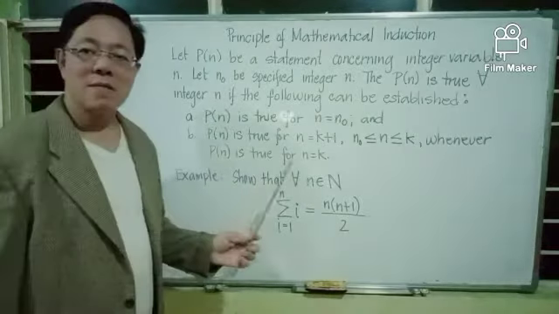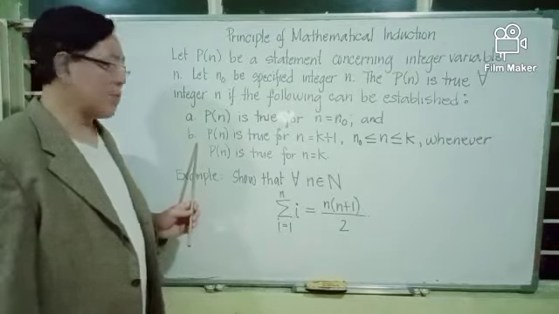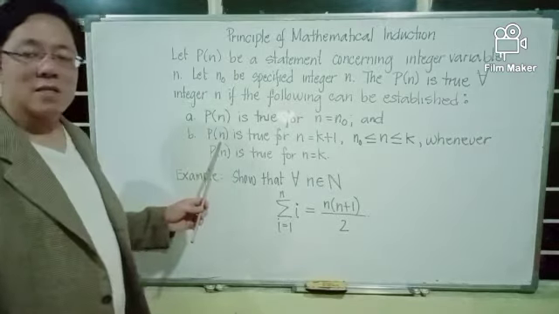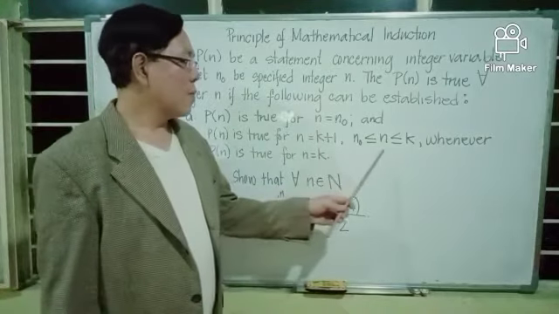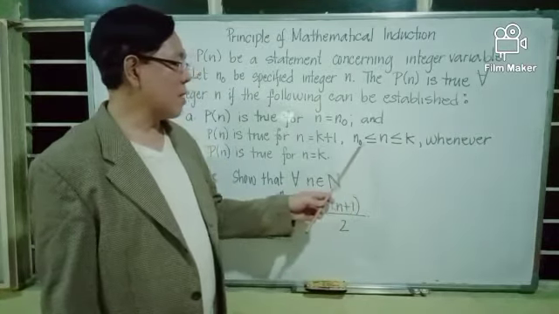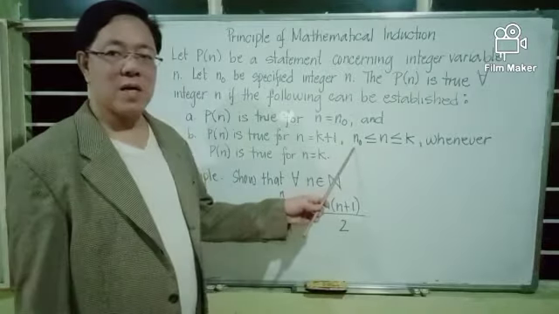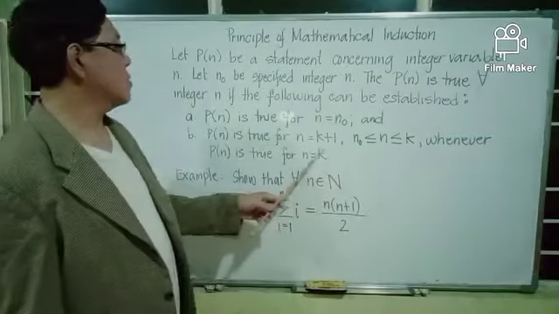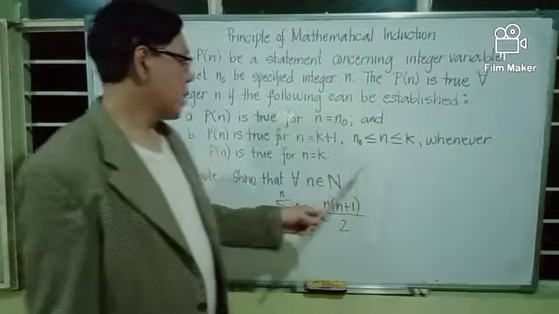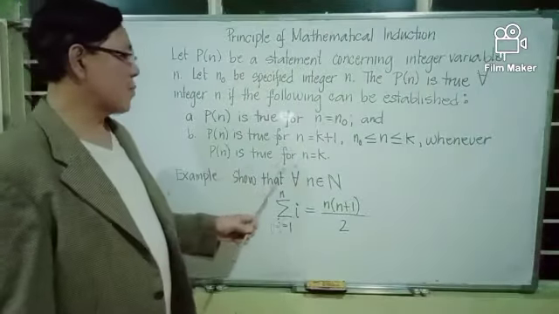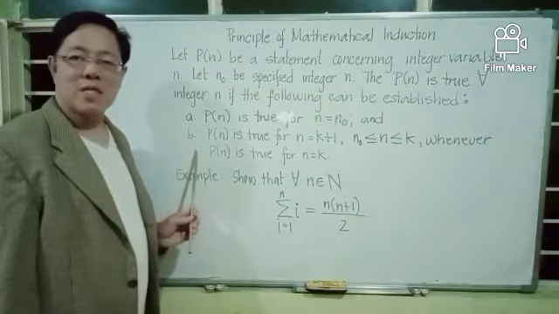And the second one that you have to prove is that the statement P of n is true for n equals k plus 1, where n is greater than the specified value of a specific integer n sub 0, but less than or equal to k, whenever P of n is true for n equals k.